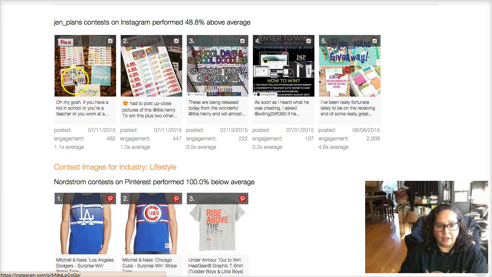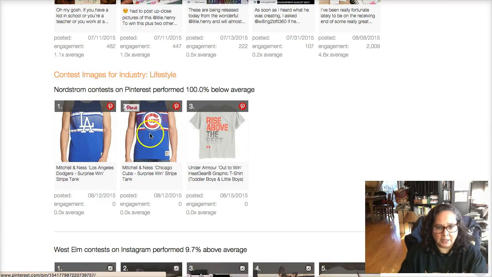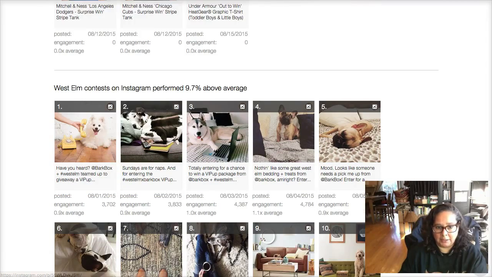So pictures of lots of stuff works. Close-ups work. Okay. A lot of words I see on contests tend to work, right? You have to know what's going on with the contest and the giveaways. This is industry lifestyle. Nordstrom's these didn't work. Performed 100% below average, so nobody really got excited about these contests.